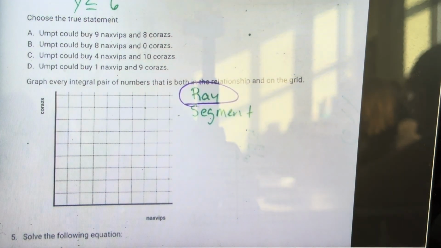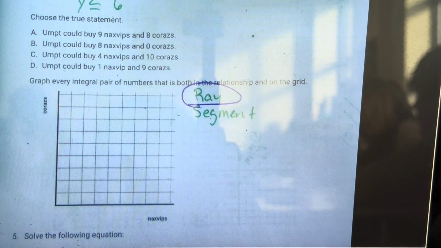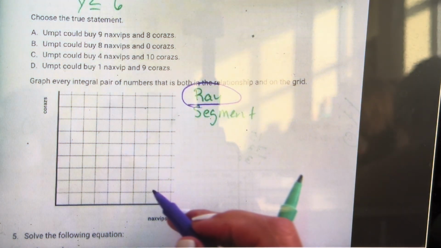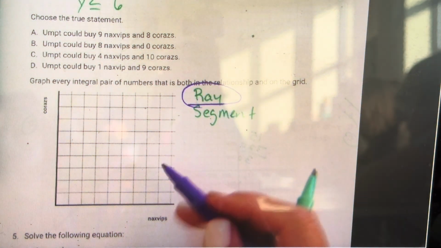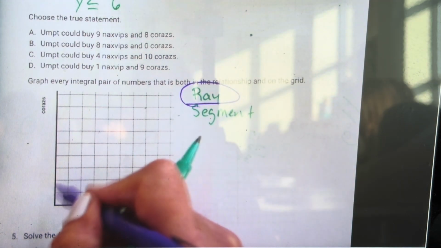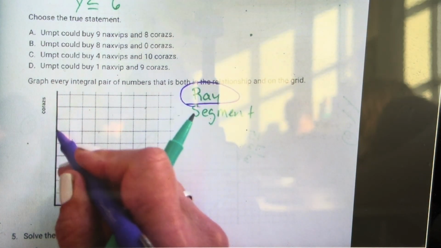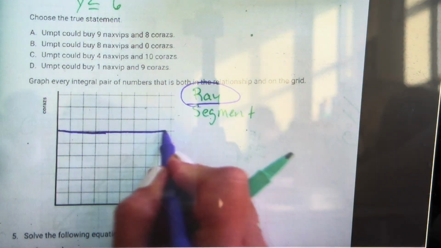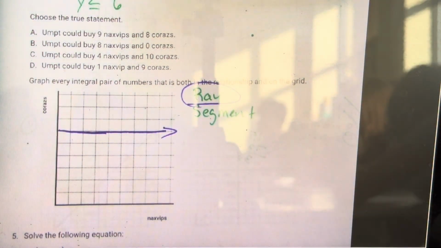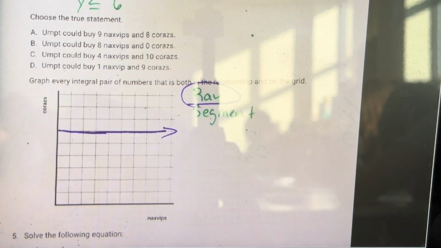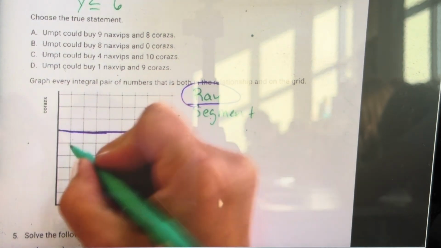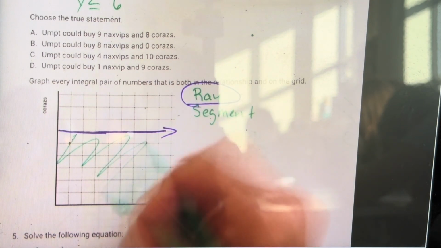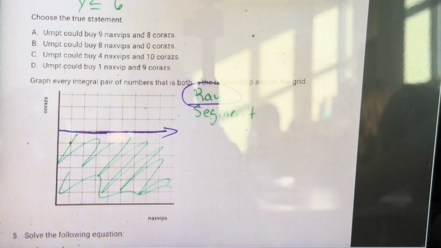So this one's going to be a ray, and we're going to start where? 6. When y equals 6 or x equals 6? Y, because we're buying carazes. So 1, 2, 3, 4, 5, 6, and so we're going to draw a line. And which way are we shading? Down. Of course our app does the dots, but we're just shading down.